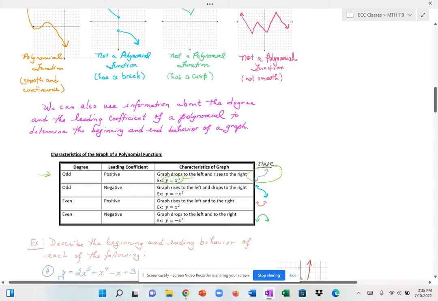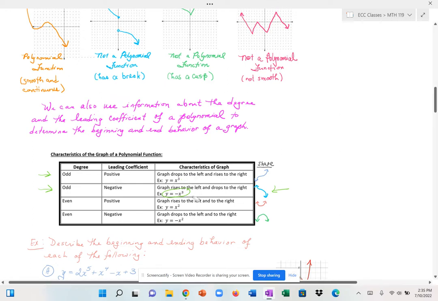The higher this degree is, the more likely it is that it's not just this S-shaped looking thing. It could be more complex, like something like this, but the beginning behavior would be the same. It would drop left and rise to the right whenever your degree is odd and your leading coefficient is positive. When your degree is odd and your leading coefficient is negative, it's going to have the opposite relationship. This is what that graph would look like. It rises to the left and drops to the right.